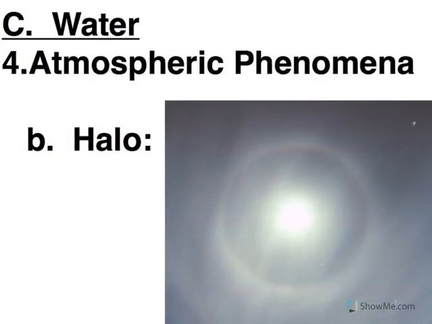But have you seen a halo? Halos occur around the sun. You can also get them around the moon, but those are harder to see.